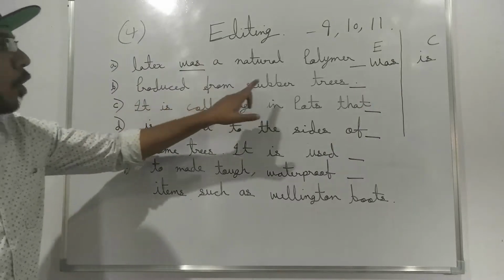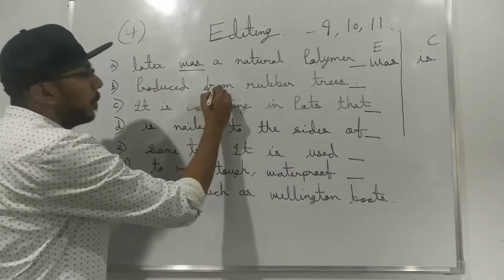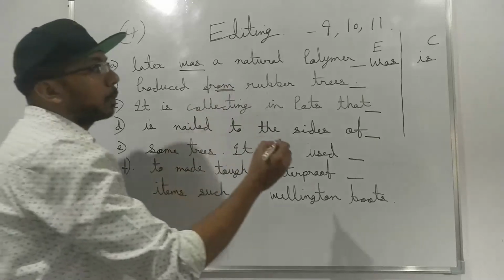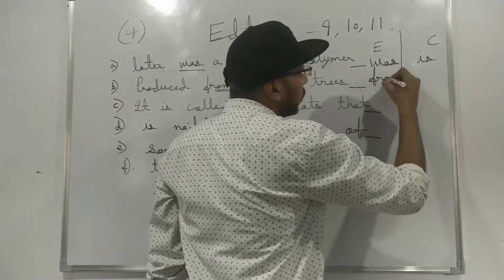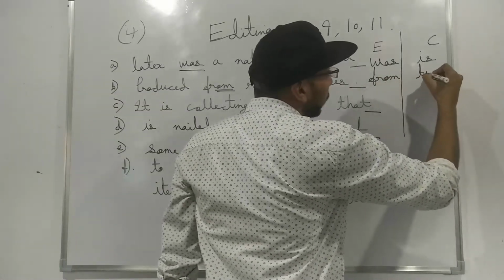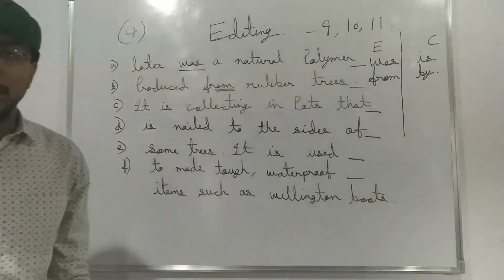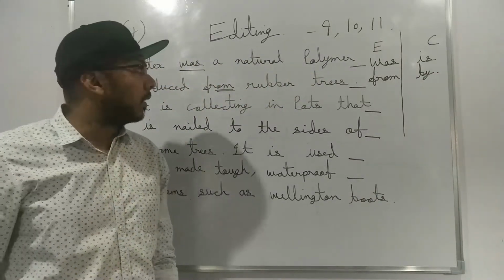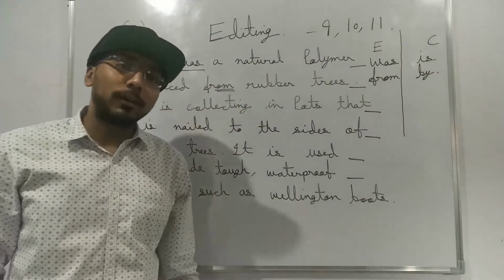Second, produced from rubber trees. From is your error. It is not produced from, it is produced by rubber trees. Why by? From would also seem to fit here.